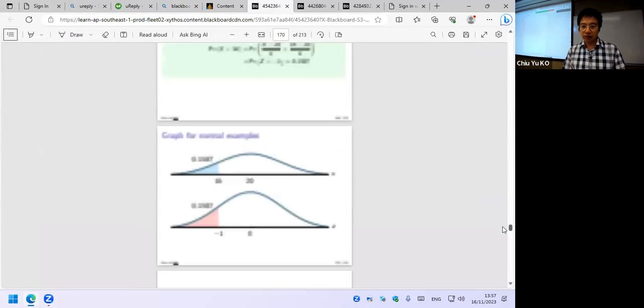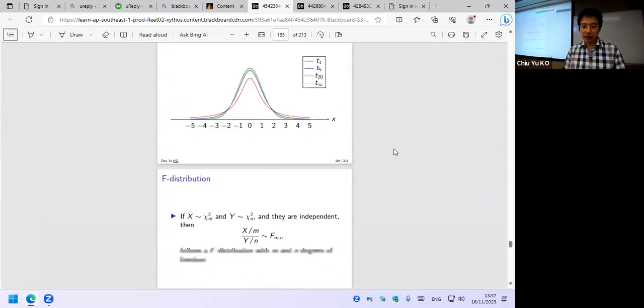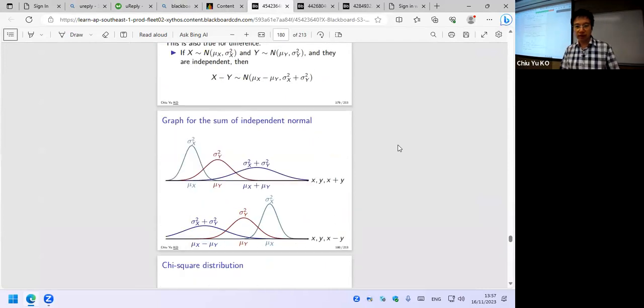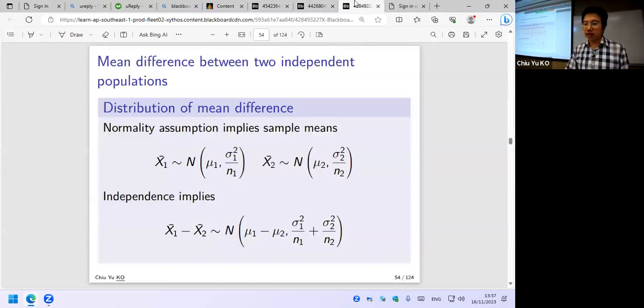At the very end of this class is this graph. We said there are two bells, and the difference is still a bell. The mean is of course different, and the variances add up. So this is the property that we use here. That's why I put it at the beginning. Nothing new comes from this class, we're just applying what we have learned.